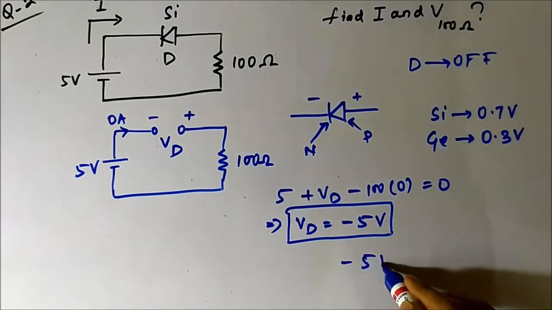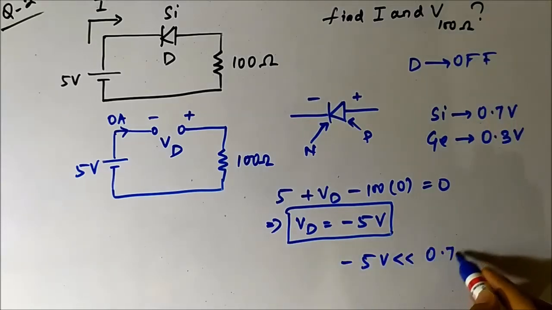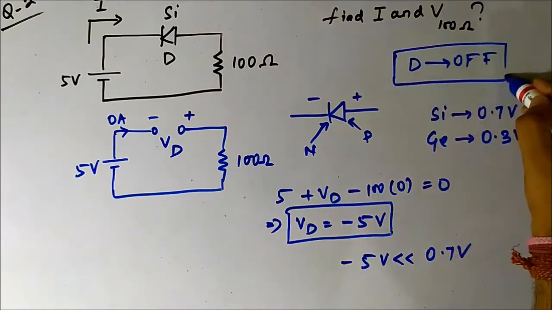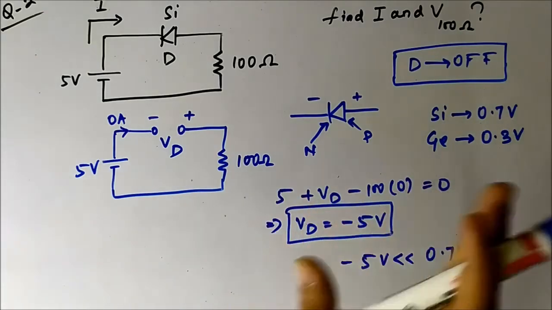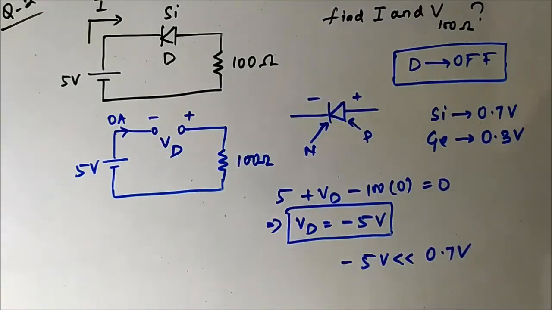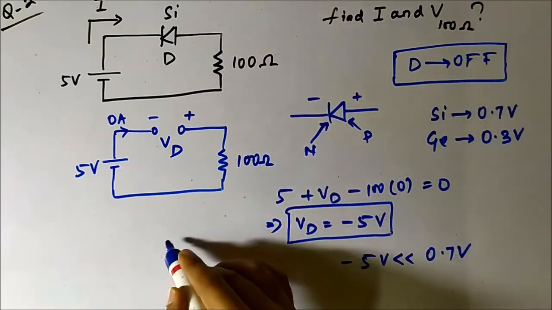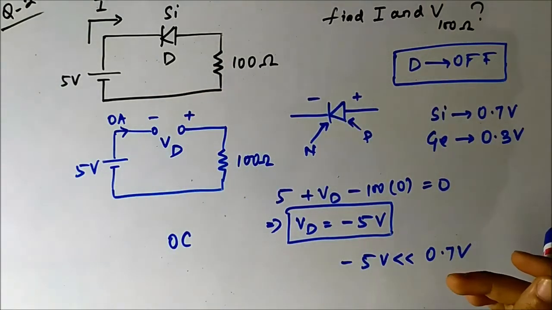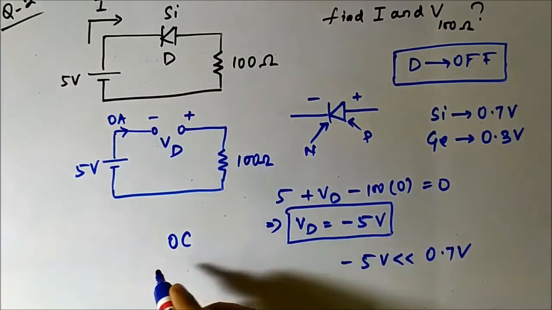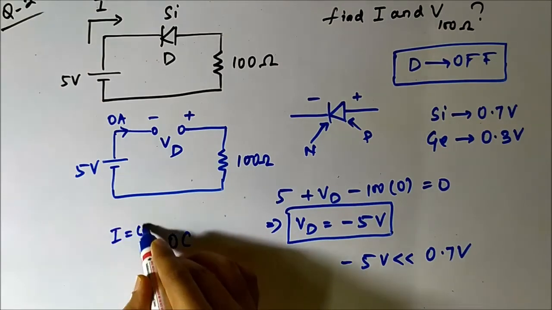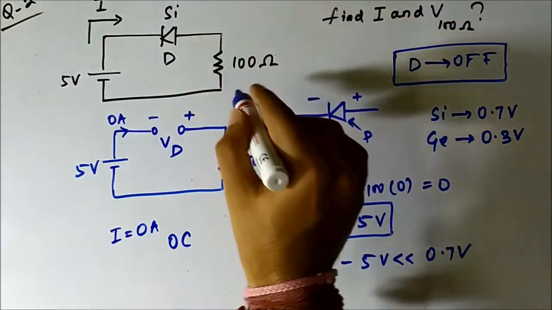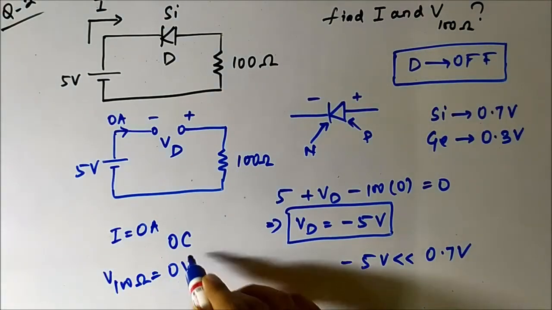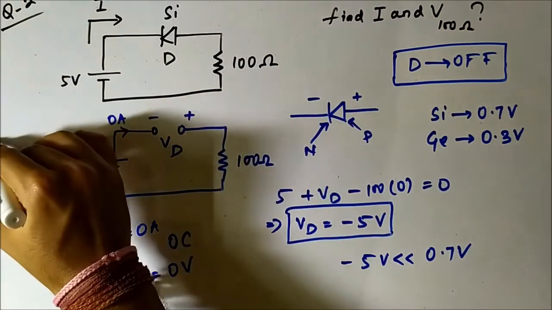Minus 5 volt is very low compared to 0.7 volt. So the diode is off because the voltage across the diode is not sufficient to turn the diode on. Diode is off and it will always remain in open circuit mode. This is the condition of the circuit. So this current I is equal to 0 ampere. As 0 ampere current is flowing, the voltage drop across the 100 ohm resistor will also be 0 volt. This is the first method.